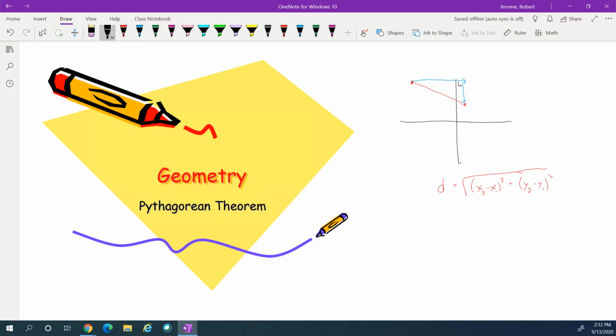Well, Pythagorean theorem is also specific for right triangles, and it's going to allow us to find any one of those sides of the triangle as long as we know the other two. Okay? So the formulas are extremely closely related. Let's get into it.